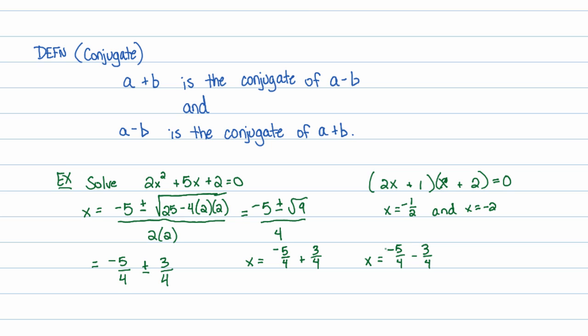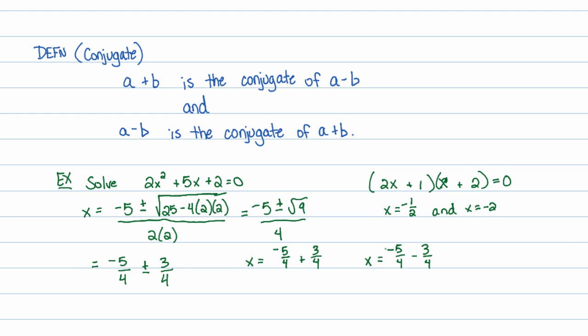Like I said, the quadratic formula almost always gives you conjugate solutions. There is a special case where it doesn't, and that's when the radical turns into 0. But we're not talking about that right here. Now, what does this have to do with all the radical stuff we've been doing as of late? Well, quite a bit.